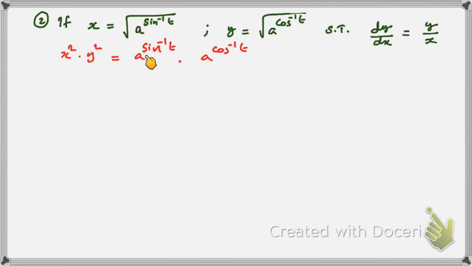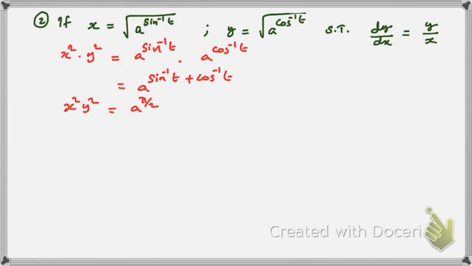So that now looks like a raised to m into a raised to n. And a raised to m into a raised to n is a raised to m plus n. So I add the powers. When I add the powers, I get a raised to sine inverse of t plus cos inverse of t. And sine inverse of t plus cos inverse of t is pi by 2. So I get x square times y square is equal to a raised to pi by 2. So we have eliminated t.